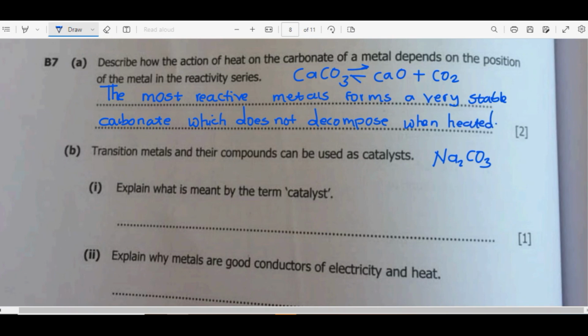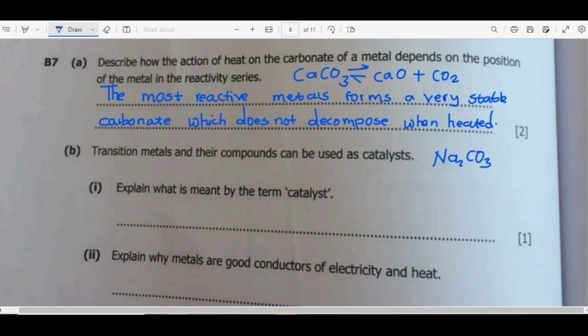Now, as you are studying, you're going through this, I can advise you do not try to master these the way they are. The key is for you to just get the concept. There are so many ways in which you can answer this same question. The key is, as long as the key points are there. The key points are that the most reactive metals form very stable carbonates, such that they do not decompose. If they were to decompose, they can only decompose partially. So that's the information that you are supposed to have.